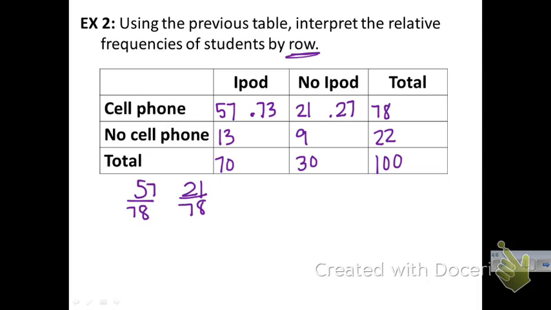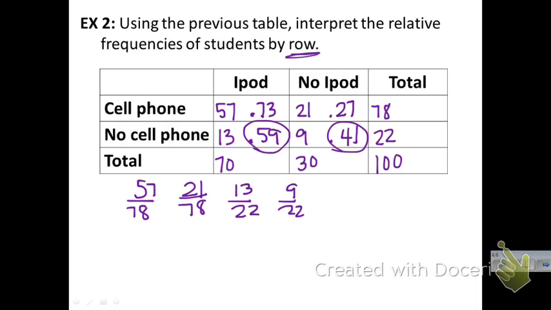So then we do that as well with our no cell phones. We take the 13 divided by 22. 13 divided by 22 is roughly 0.59. And then the 9 divided by 22, you could find this another way, is 0.41. Now if you add those again, notice that when we add these percentages we would get to 100% or just 1.